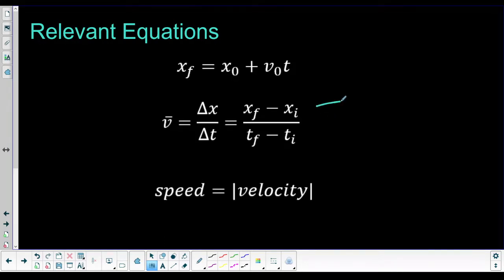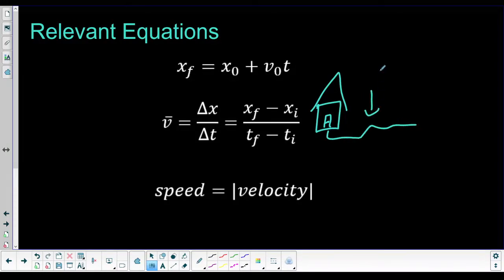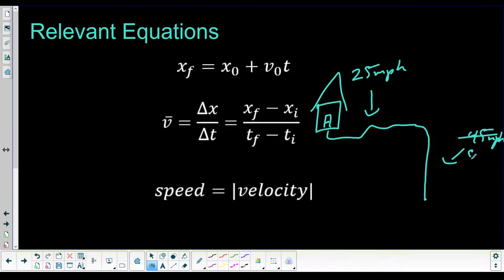Think about it. If you leave your house, right? What do houses look like? Something like that, right? When you're driving out of your house through your neighborhood, this whole section is probably 25 miles per hour. Then you turn onto a big road, and this is 45 miles per hour. But in Arizona, you drive 55 miles per hour, right?